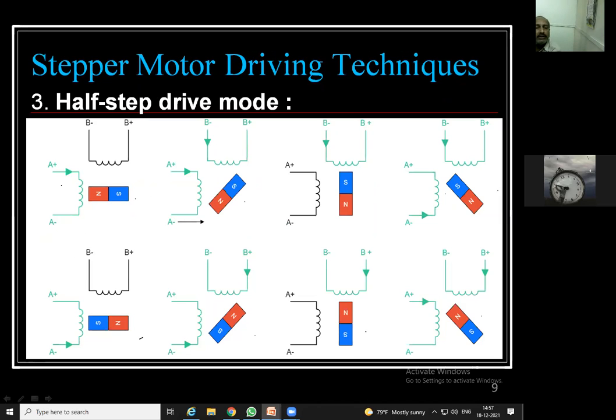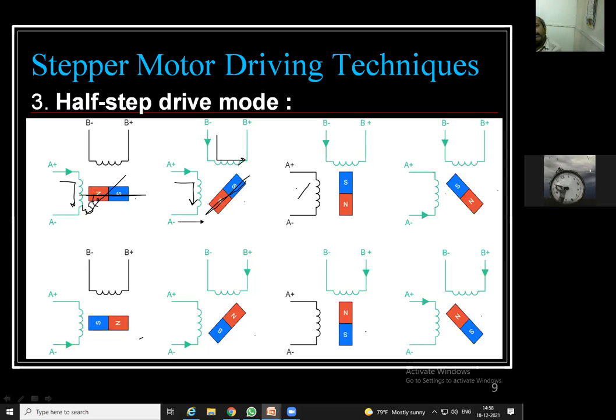So how is it done? Let us see one by one. It starts from here. The current is flowing in A coil positive to negative, B coil no current. So the position is horizontal. Then both the coils are energized. The current is flowing in this direction, so it was here and it becomes here. So the step angle here is 45 degree. That is to be noted down.